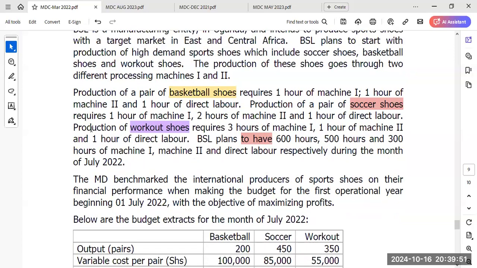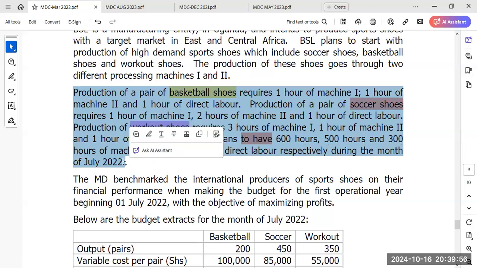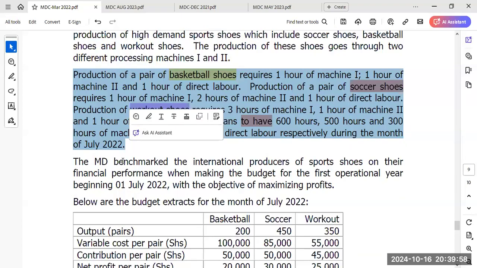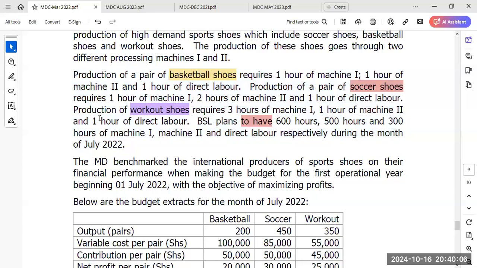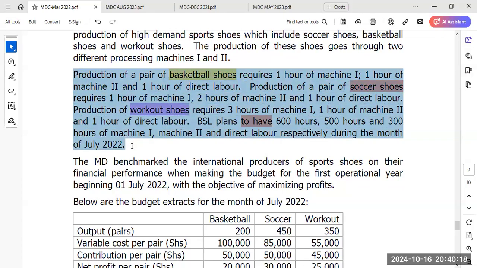Okay? So it means that this paragraph is actually going to help you to formulate your constraints. Okay? Remember, we want to make sure that we get information that is going to help us to come up with the linear programming model. At this point, we can tell our constraints.